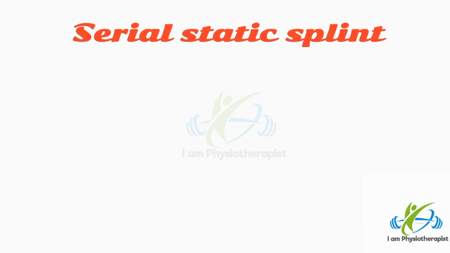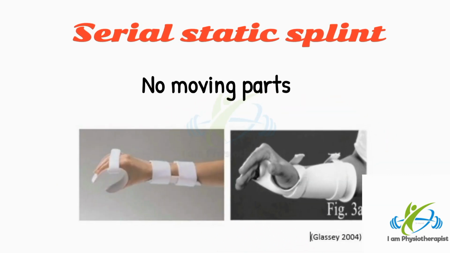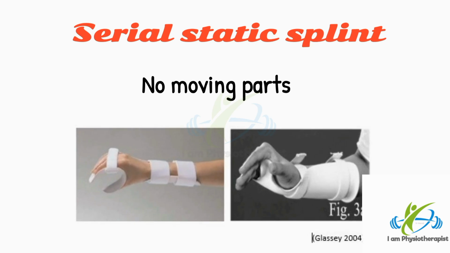Serial static splint. It is a device with no moving parts. It is designed to be remolded as a contracture improves. The most common serial static splint is thermoplastic palmar splint, molded in the position of safe immobilization.